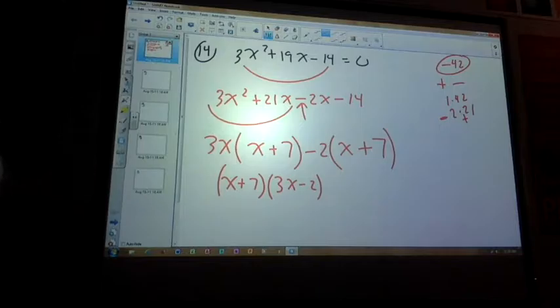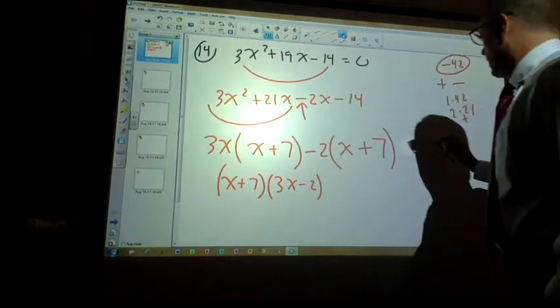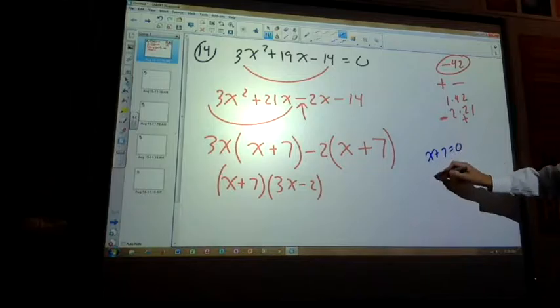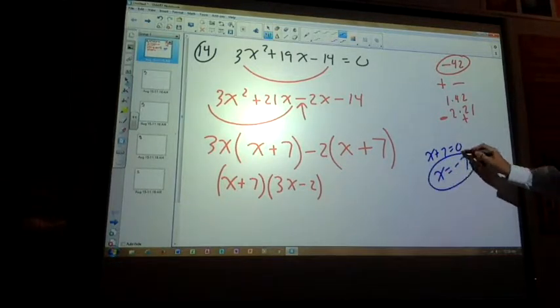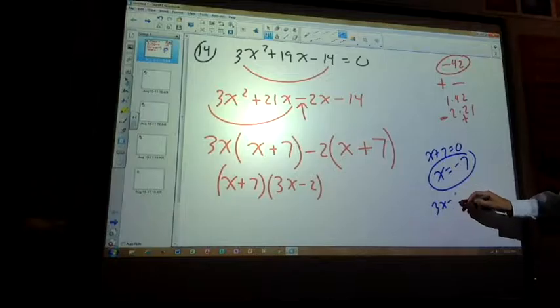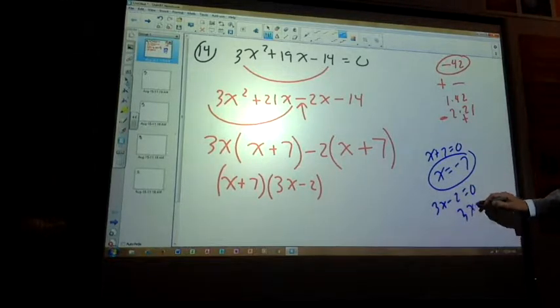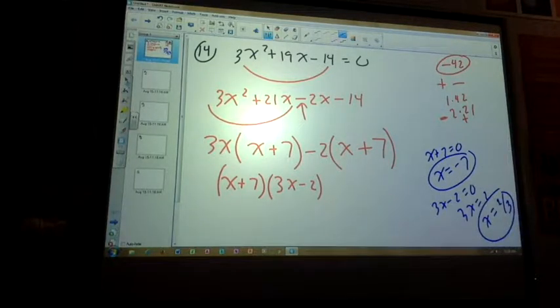And it said to solve, so this is now factored, but it says to solve, so we need to set each of those binomials equal to 0. So I have x plus 7 equals 0, so x equals negative 7, that's one of our answers. And then I have 3x minus 2 equals 0. So 3x equals 2, x equals 2/3. If I go back and plug those back into the problem, they both will work. So my answers are negative 7 and also 2/3. Is that okay? All right.